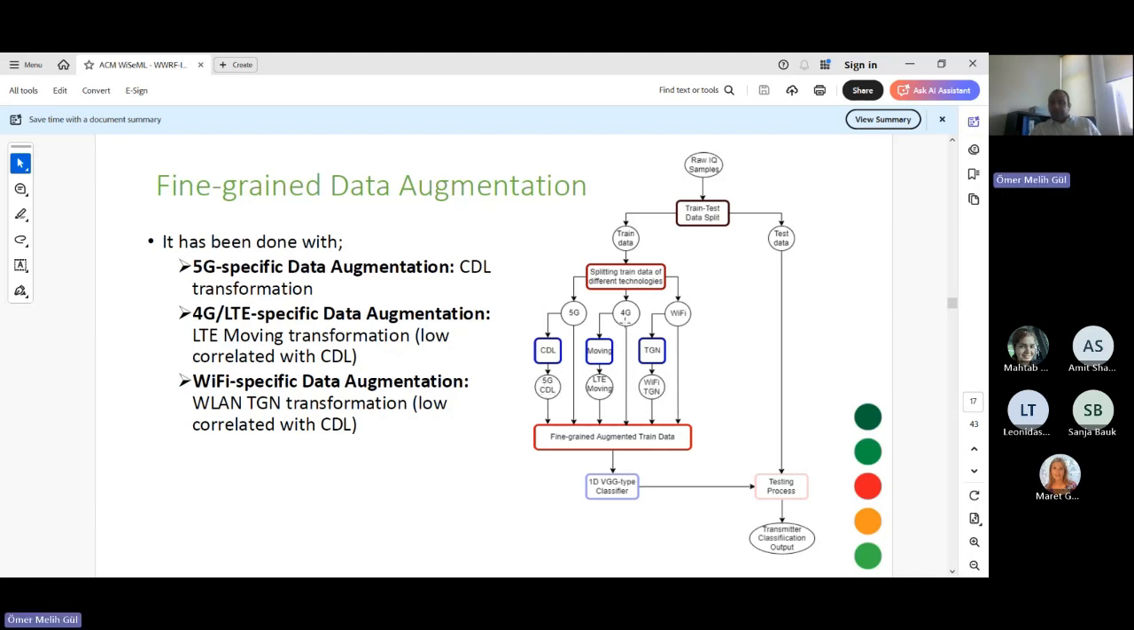And similarly for 4G, I see LTE moving is the best one. So I augment the 4G data with the LTE moving approach. And it is the fine grain augmentation data. Could you see each of these classes augmented with different transforms?